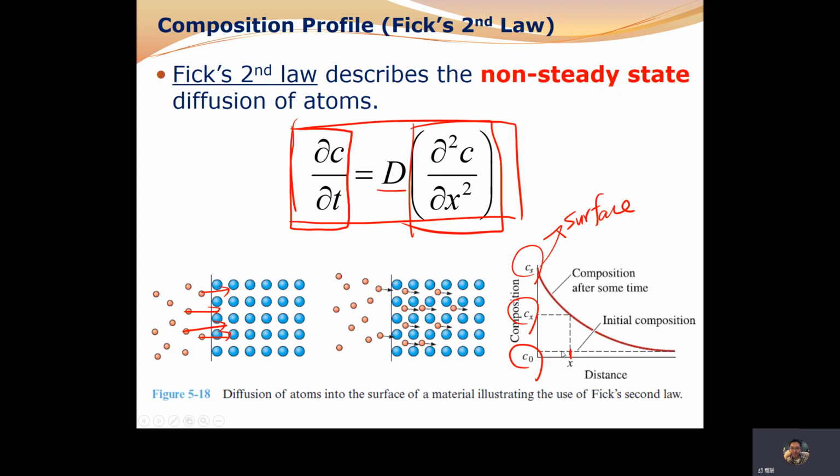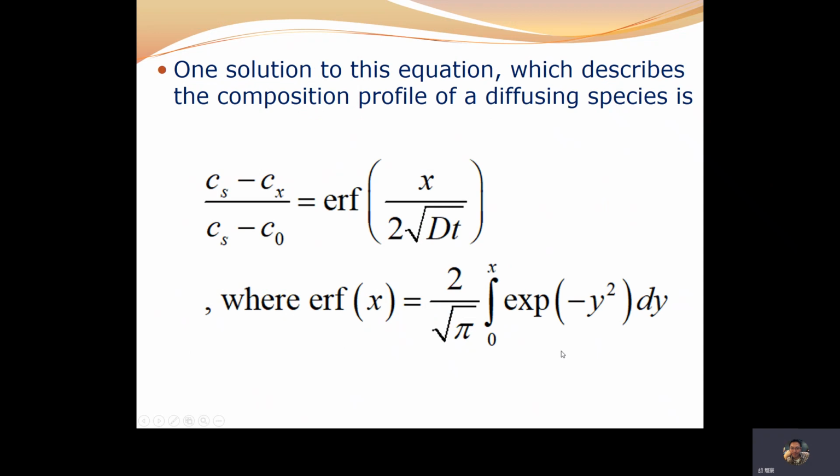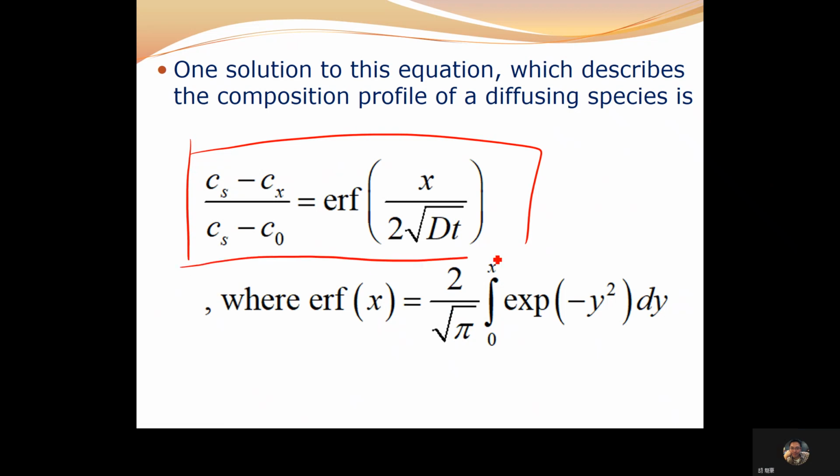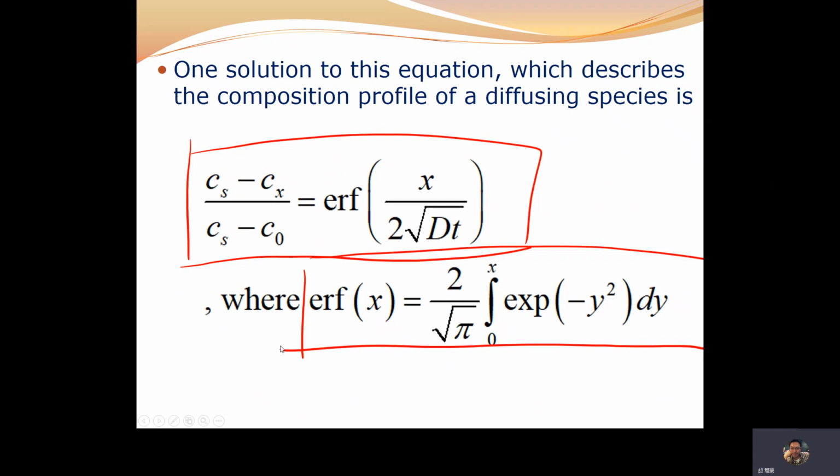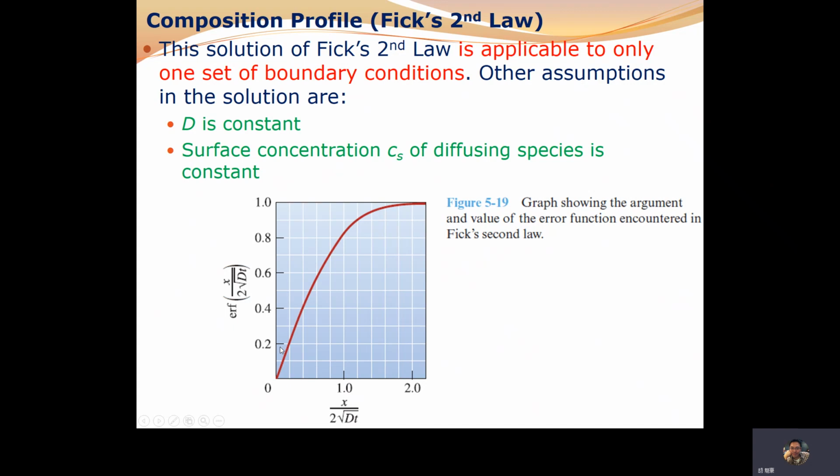And how to solve this partial differential equation? We have to use the error function here. It's a statistical function, called the error function. I will show you an example of how to deal with this function. The solution of Fick's second law is applicable to only one set of boundary conditions. Other assumptions in the solution are that D, the diffusion coefficient, is constant, and the surface concentration Cs of diffusing species is constant.